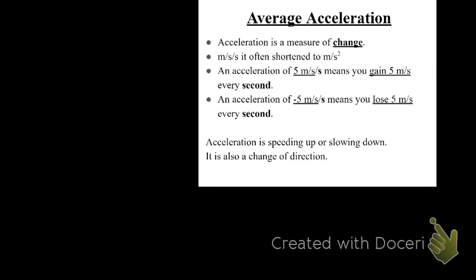So an acceleration of 5 meters per second squared means you gain 5 meters per second every second. So it's going to change by 5 meters per second each second. And an acceleration of -5 means you lose 5 meters per second every second. So we can have negative acceleration. Positive acceleration is going to push the object forward and make it go faster, and negative acceleration is going to cause it to slow down or even change directions.